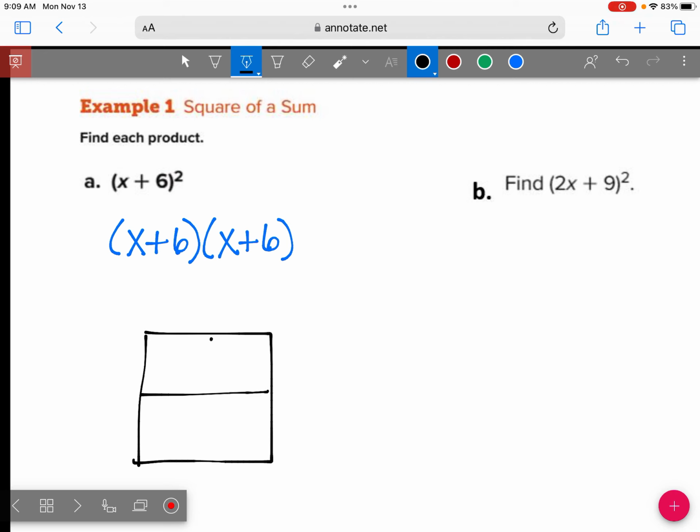Because it's squared, you're putting the x plus 6 across the top and down the side. Go ahead and fill in all 4 squares. When you square something, you multiply it against itself, so x plus 6 times x plus 6. You're multiplying, which means you're adding your powers. So go ahead, take a guess.